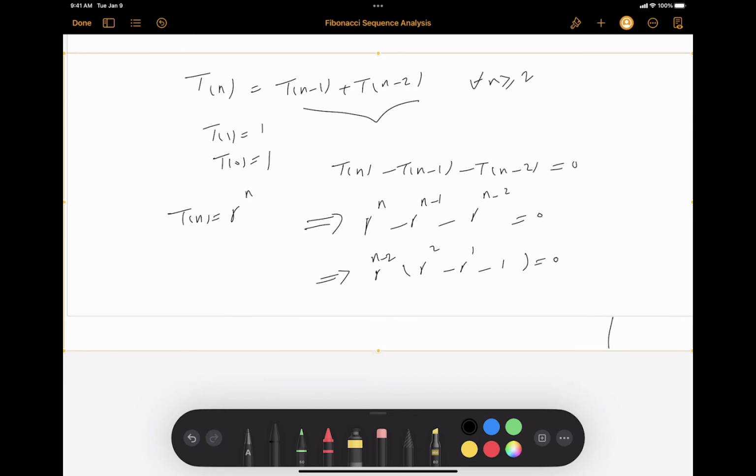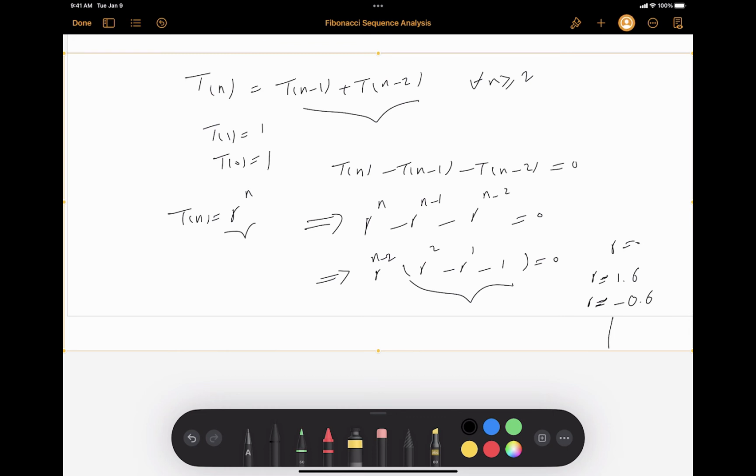So one solution is when r is equal to 0, which we are not interested in. If r is equal to 0, it means that T(n) is equal to 0, which is not correct. So the other acceptable value for r is almost 1.6. The other root of the equation that we have here is r equal to negative 0.6, which again we're not interested in because we're looking for a positive number for the value of r here.